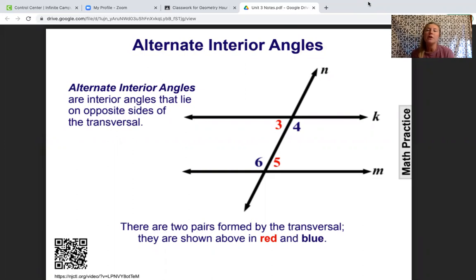Here we go. So today we're going to talk about alternate interior and alternate exterior angles. So far we've already covered corresponding angles, and we've taken a knowledge check. So we're going to move on from there. So there's interior angles and there's exterior angles.